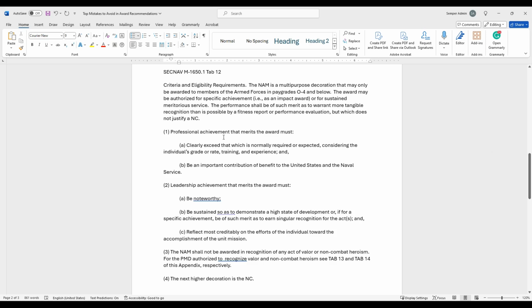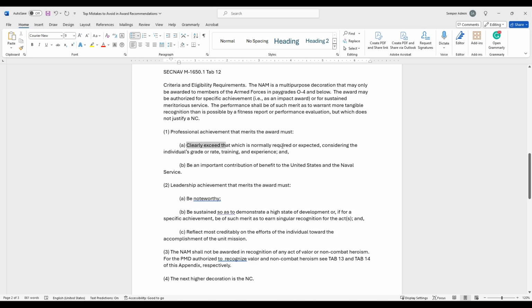For professional achievement in the merits, the award must clearly exceed what is normally required or expected, considering the individual's grade, rate, training, and experience, and be more important contributions to the benefit of the United States or the Naval Service.